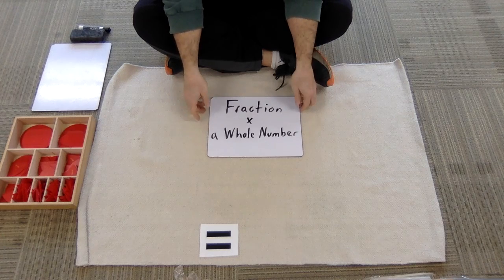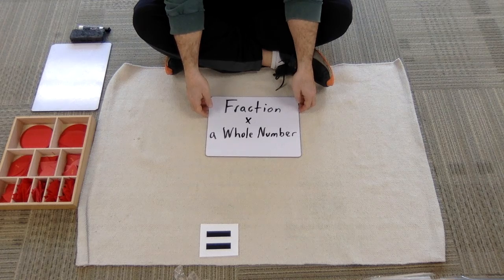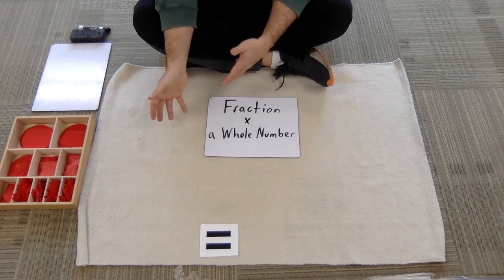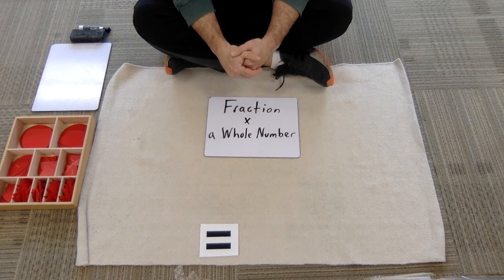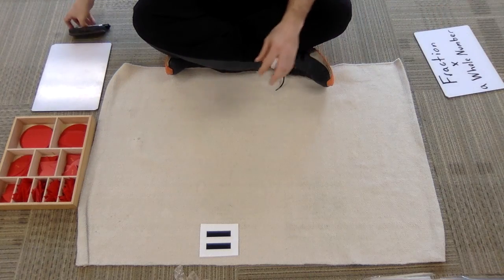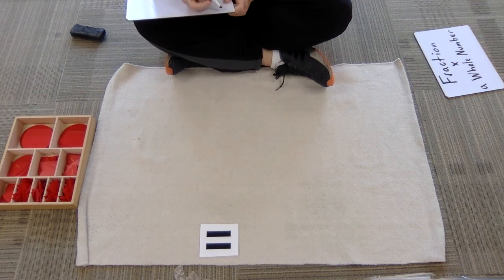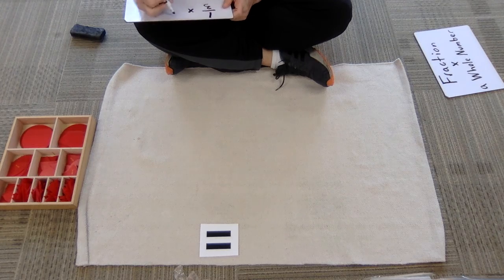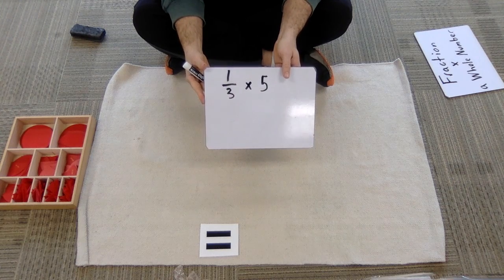But before I do, I want to show you what it looks like when you multiply a fraction by a whole number, because that's going to make a lot of sense, and hopefully this will move into multiplying fractions by fractions in the next video. So let's go ahead and get started. I'm going to write down a problem that we are going to solve. Let's do 1/3 times 5.